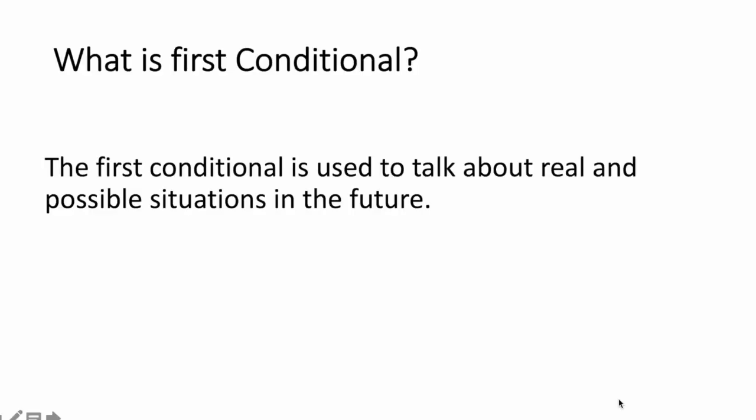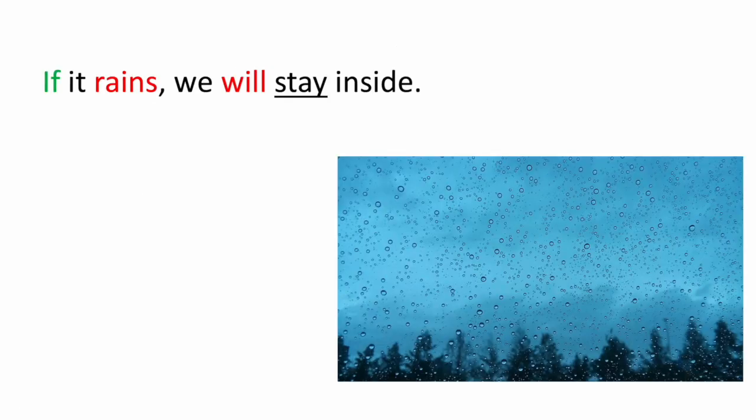So why do we use first conditional? We use it to talk about real and possible situations in the future based on whatever happens right now. Let's take a look at this example. If it rains right now, we will stay inside in the future. So basically, we are talking about possibility.